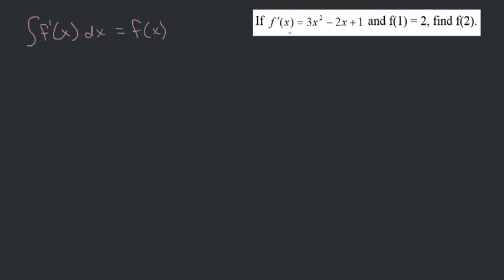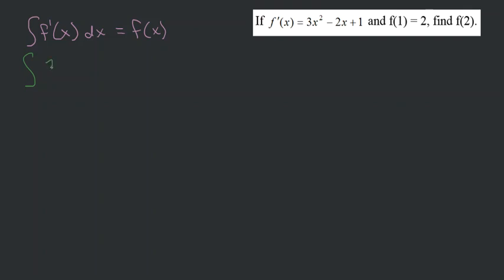Well, notice what's going on in this question we have here. If the derivative of f of x equals this function, and we have f of 1 equals 2, find the function at point 2. That means we have to find this guy, and they give us this guy. So let's see, how are we going to do this? Well, we're going to take the integral of the derivative, and the derivative is right here.